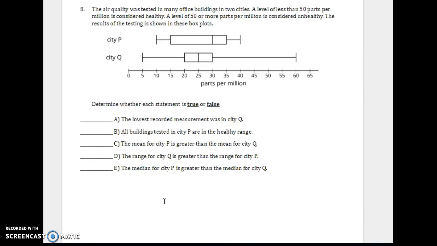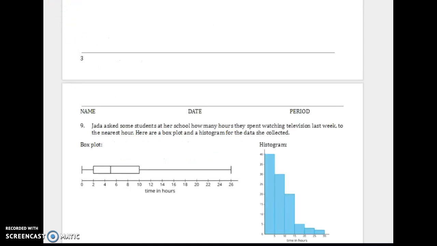A. The lowest recorded measurement was in City Q. B. All buildings tested in City P are in the healthy range. C. The mean for City P is greater than the mean for City Q. D. The range for City Q is greater than the range for City P. E. The median for City P is greater than the median for City Q.